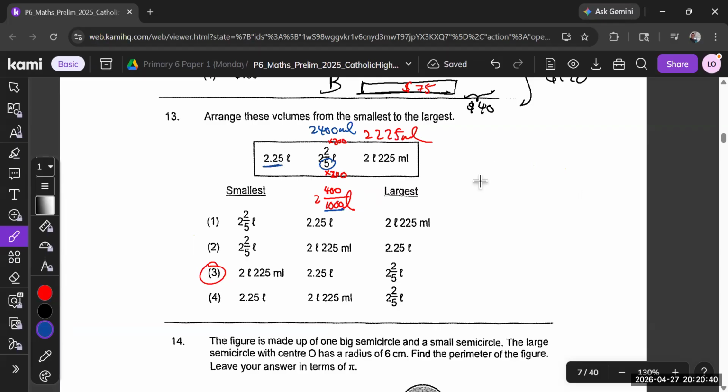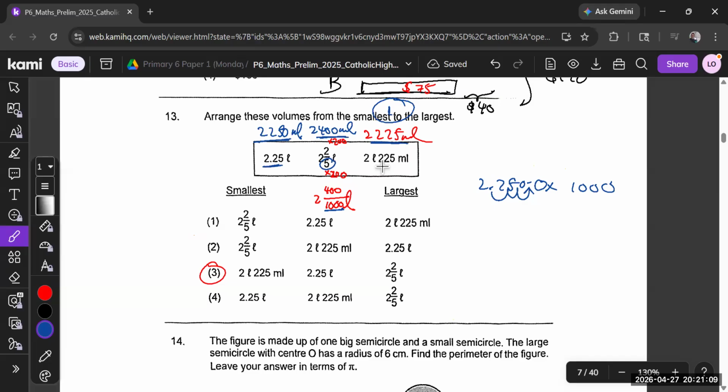Then how about this 2.25 liters? 2.25 liters, you times 1000. Shift the decimal point 3 times, and then put the 0 in the empty space behind the decimal point. So you will get 2250 ml. Once you have changed into all whole numbers, then you can compare. So which is the smallest? The smallest is this one.